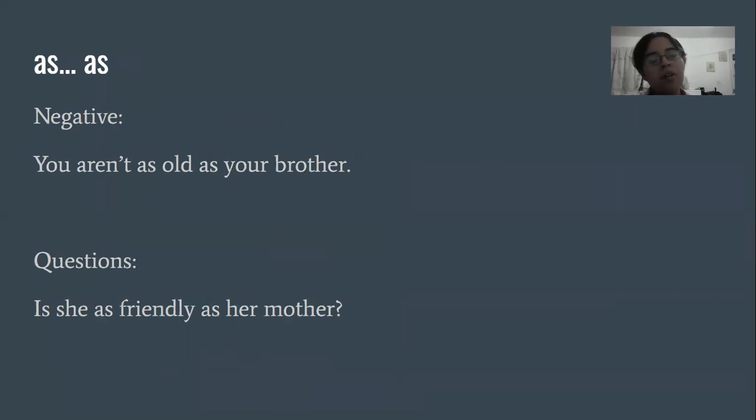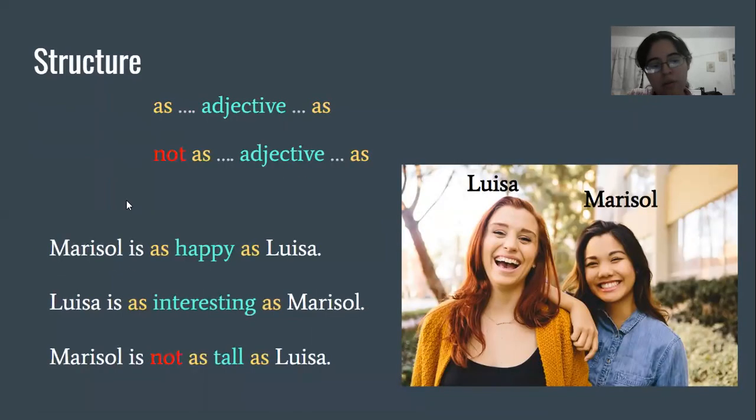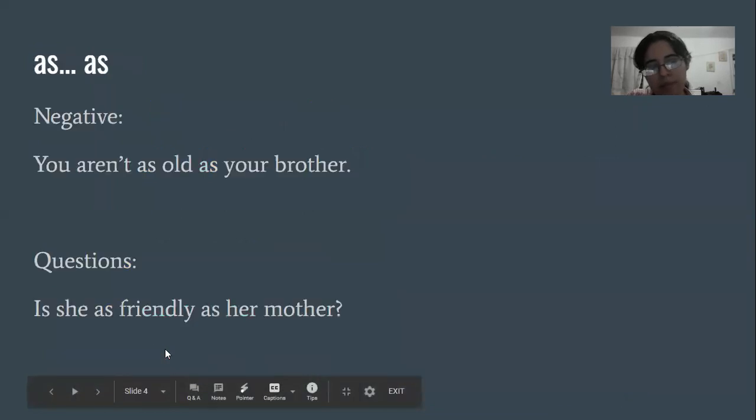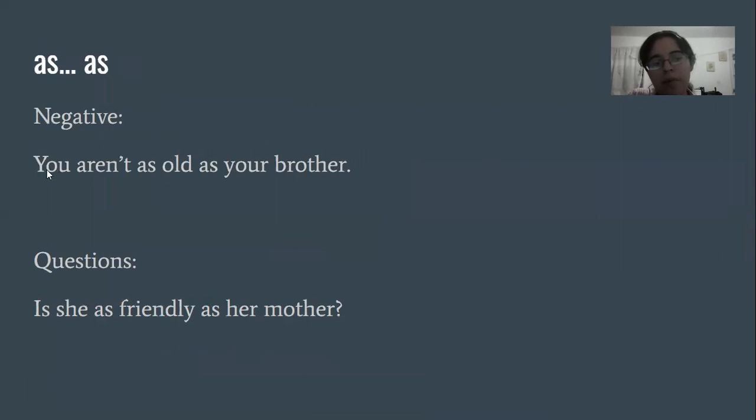So with this, like we saw, we can use the "not" before the "as" to make it negative. Here's another example. You aren't as old as your brother. So remember that "aren't" is a contraction of "are not". So this is the same as: you are not as old as your brother. That would be the negative.